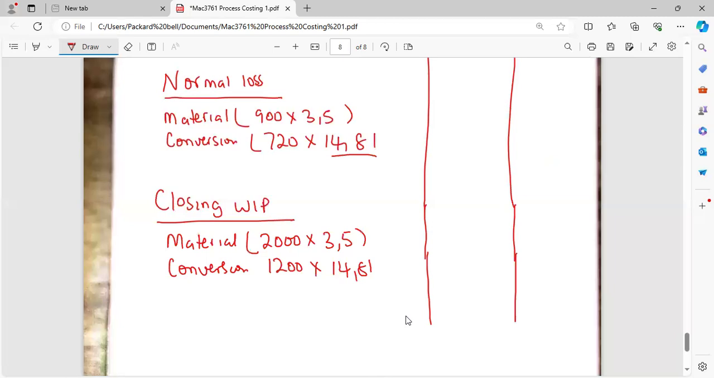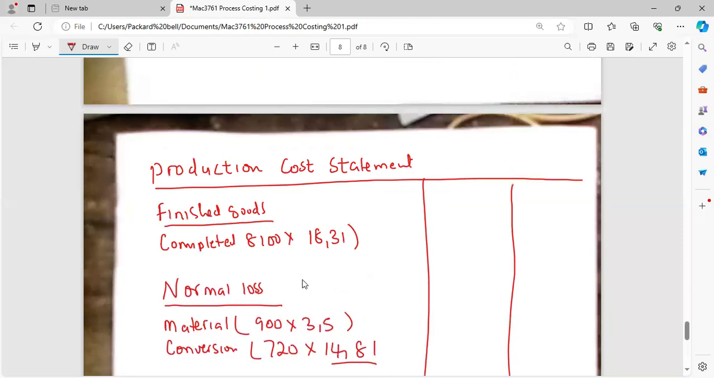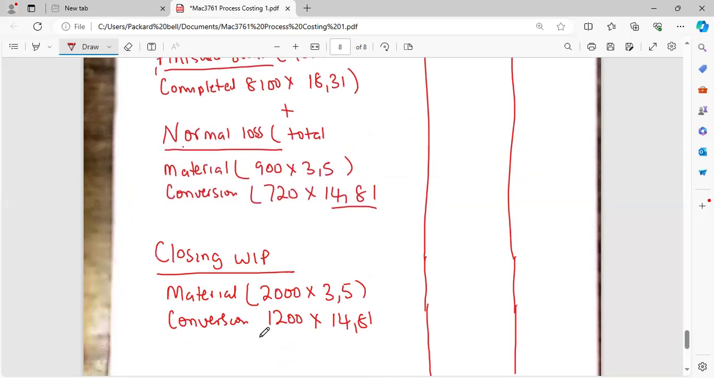Right. So when you are done, when you have all the totals here, which means you are going to add your finished goods total. You need a total for finished goods. Then you add it with the total for normal loss. Then your normal loss total, you add with the total for closing inventory. Then that is going to be your production cost.